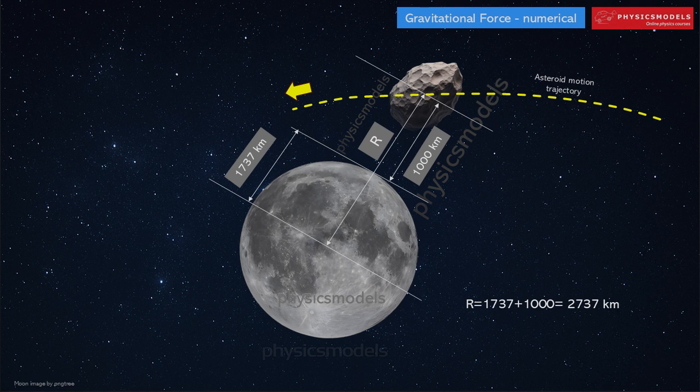This is the indexed sketch when the asteroid moves closer to the moon, and you can see that the distance between asteroid center and the moon's surface is shown as 1000 kilometers. The radius of the moon is the same, and therefore the center distance r is equal to 1737 plus 1000 equal to 2.737 kilometers.